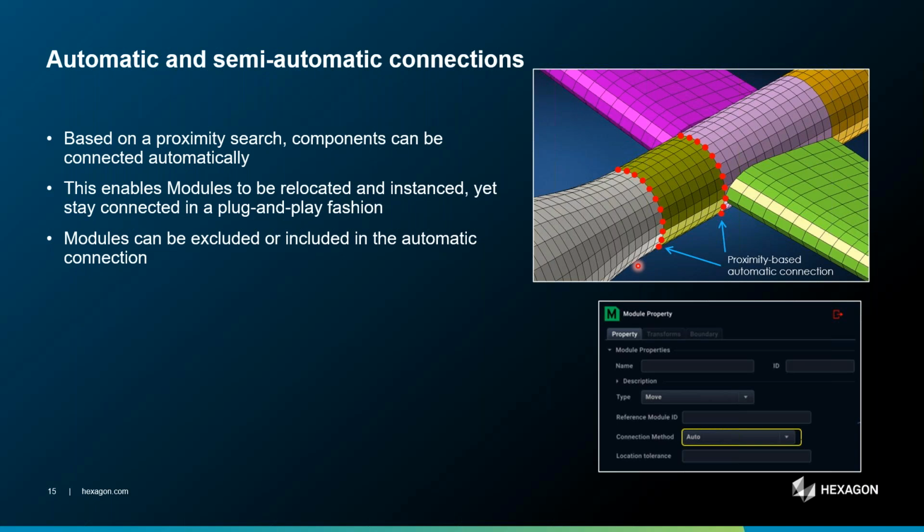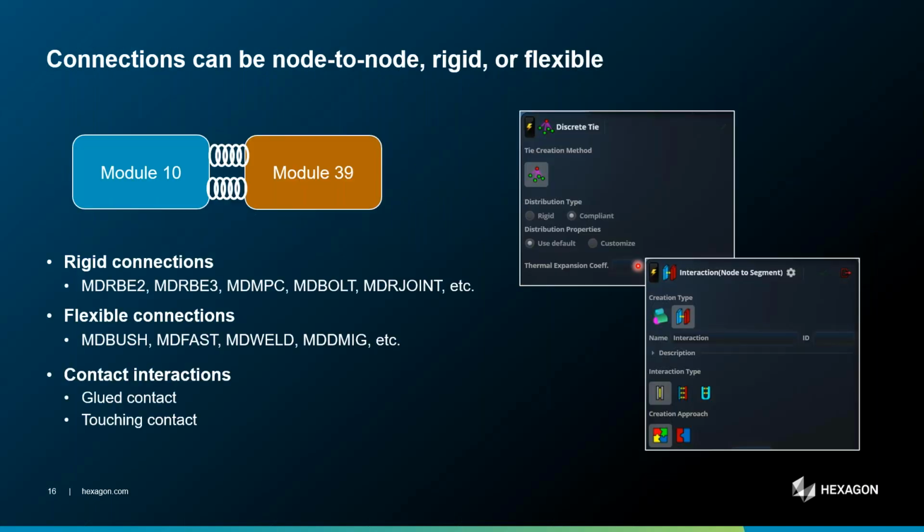Now, we clearly know that at times you want more control, so modules can be excluded or included in the automatic connections. Nodes can be included or excluded. Nodes can even be manually connected, so you have full control. But if you create everything so they can be automatic, that is a potential possibility.